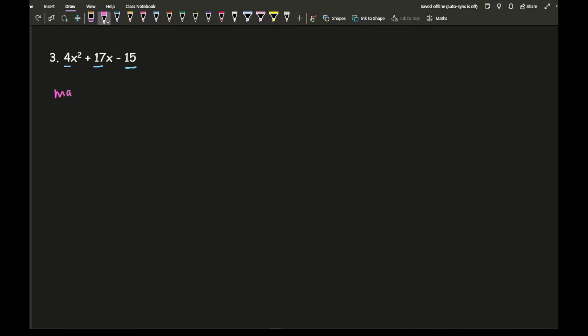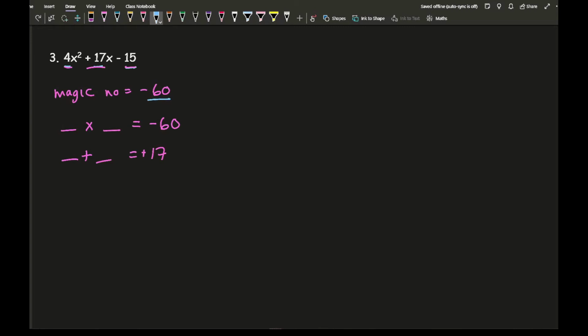So here let's first of all work out the magic number. And in this case our magic number is going to be 4 times minus 15, which is minus 60. Again, be mindful of the signs. So we're looking for two numbers that multiply together to give me minus 60, but added together give me positive 17. Now if you're struggling to think of those numbers in your head, then just try and write down the numbers that multiply together to give you the magic number.